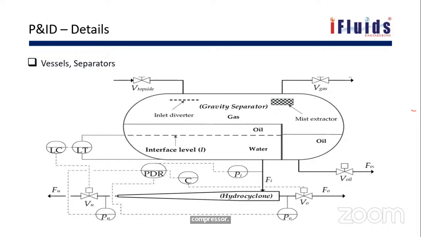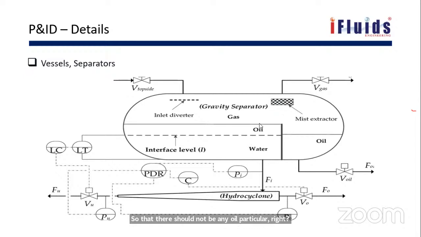Okay, next question. What is the function of a hydrocyclone? This hydrocyclone is used to separate liquid, this is water. Water will go to the hydrocyclone. Say this is a separator, and the water may have traces of oil, right? To avoid that, only water should go out, let's say to a process or to the atmosphere. If it is going to the atmosphere, there should not be any oil particles, right?